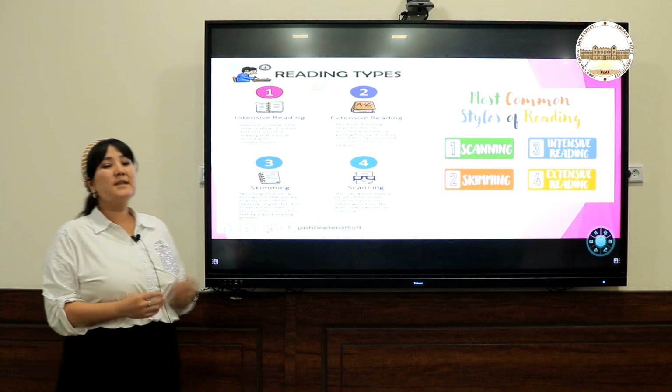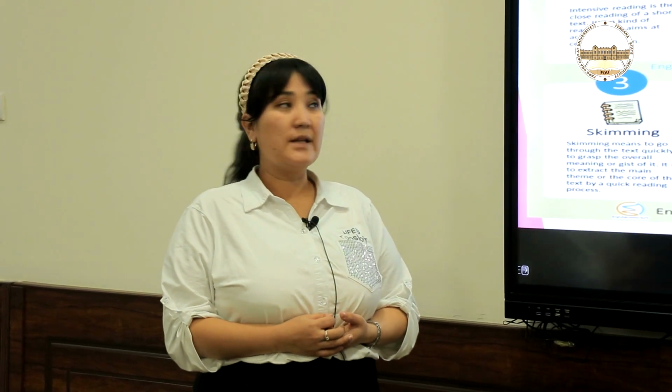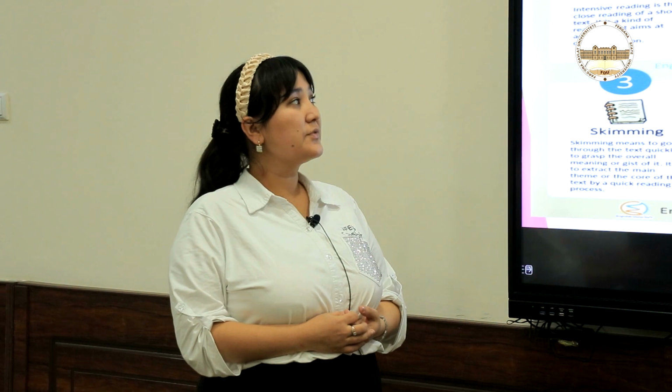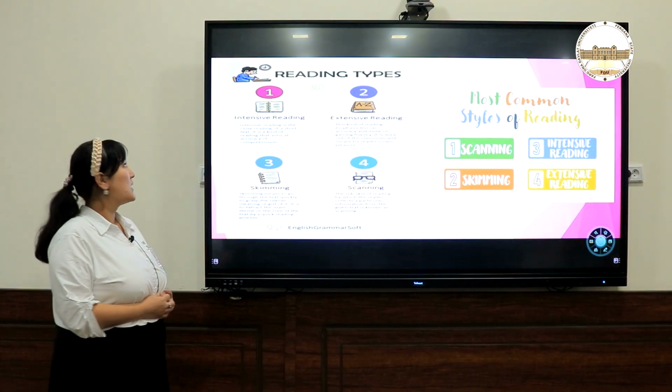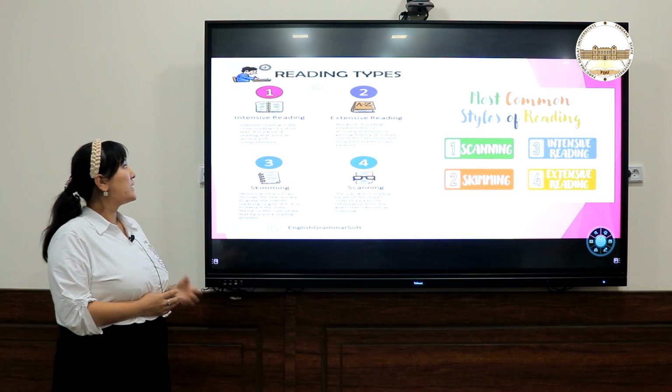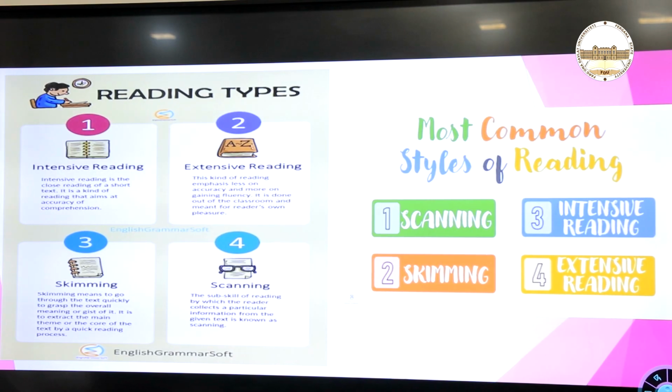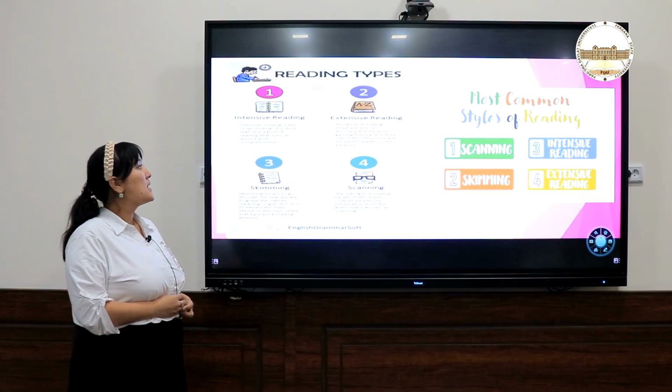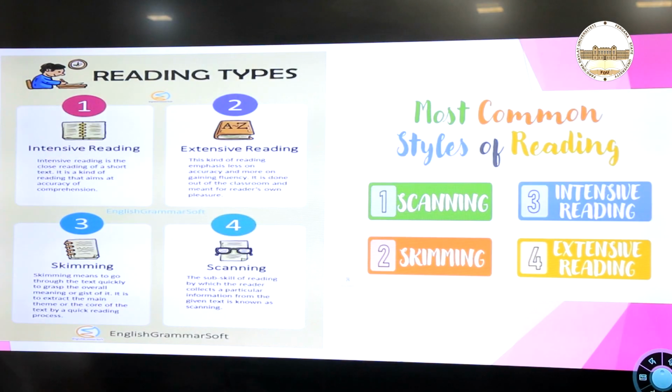So, there are some strategies for reading. The first one is intensive reading. What is intensive reading? It is the close reading of a short text. It's a kind of reading that aims at the accuracy of comprehension. What is extensive reading? This kind of reading emphasizes less on accuracy and more on gaining fluency. It is done out of the classroom and meant for readers' own pleasure.